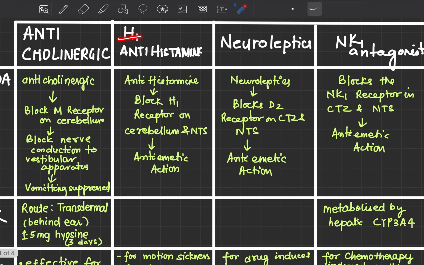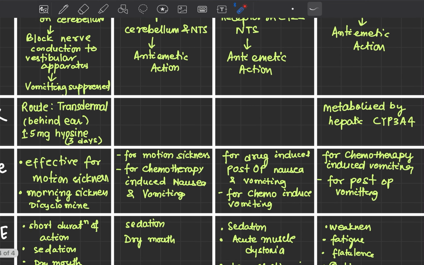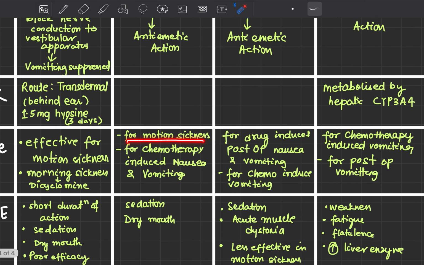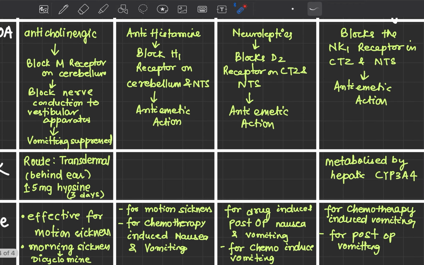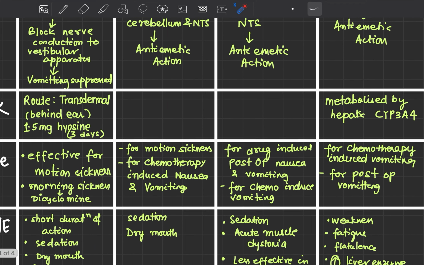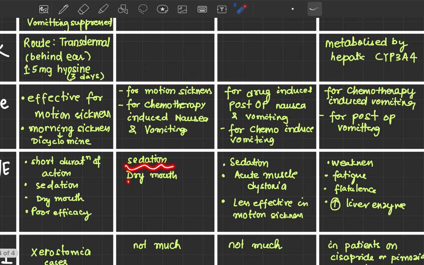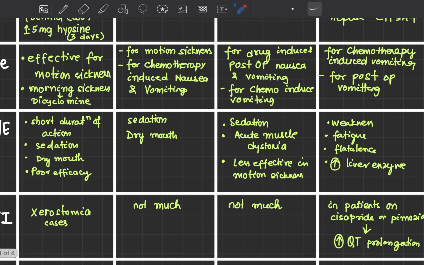Then we have H1 antihistamines. They block the H1 receptor in the cerebellum and NTS, and antiemetic action is seen. It's very simple. Its usage is for motion sickness and chemotherapy-induced nausea and vomiting. When people take chemo, they tend to have vomiting as a drug reaction, so we will give these people antihistamines to suppress that. Adverse effects seen are sedation and dry mouth, and contraindications are not much seen.